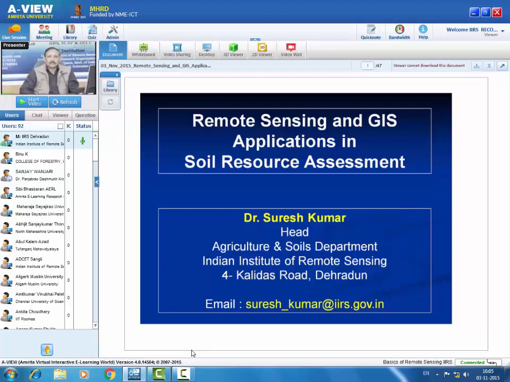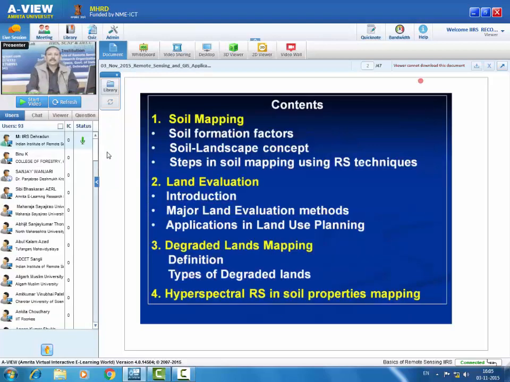The lecture is scheduled on remote sensing and GIS applications in soil resource assessment. In this lecture, I will discuss soil mapping, land evaluation, mapping of degraded lands, and this will be discussed with the use of multispectral satellite data, and at the end, use of hyperspectral remote sensing in mapping of soil properties.